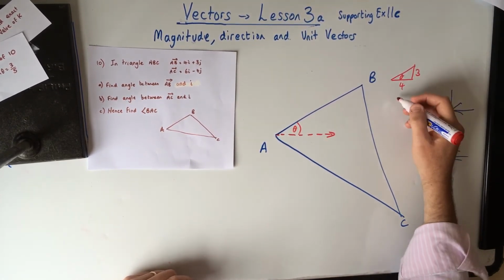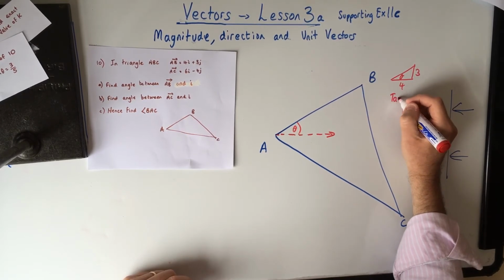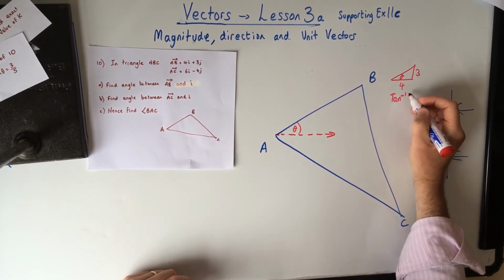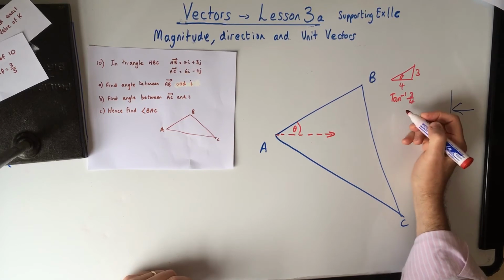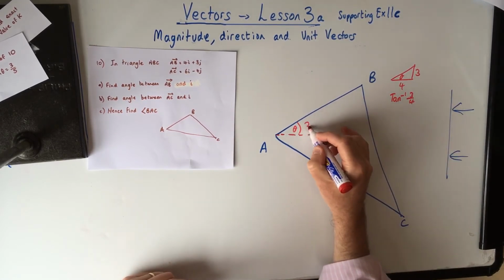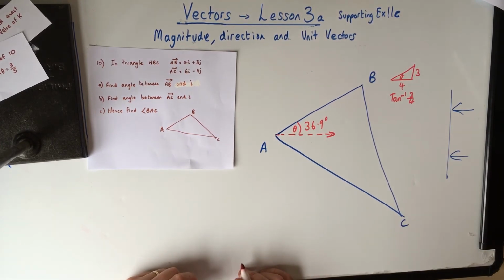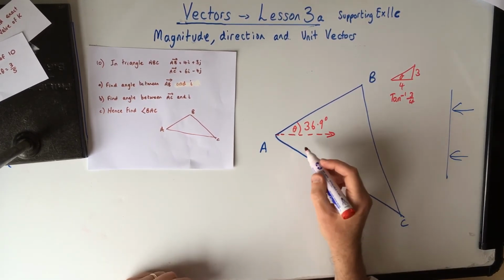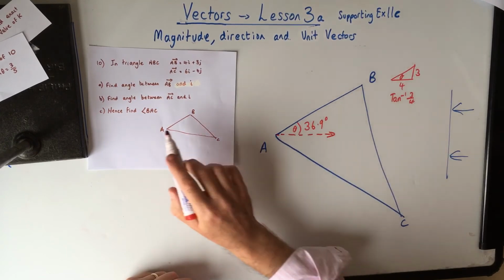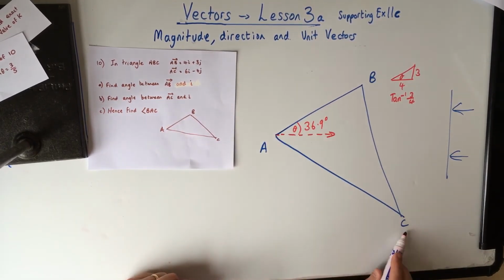So it's the inverse tan of 3/4, isn't it? And that gives us 36.9 degrees if you do the inverse tan of 3/4. That's that one.